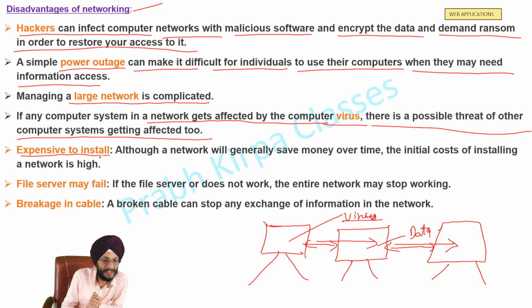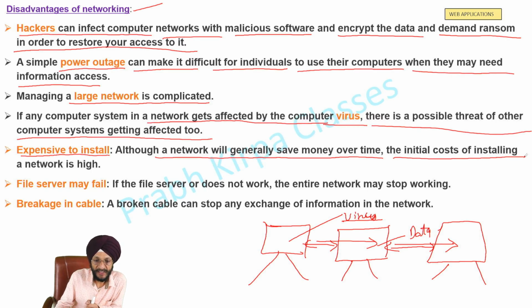Next is expensive to install. Although a network will generally save money over time, the initial cost of installing a network is high. Next is, file server may fail. If the file server does not work, the entire network may stop working.